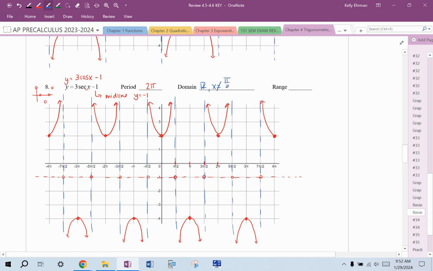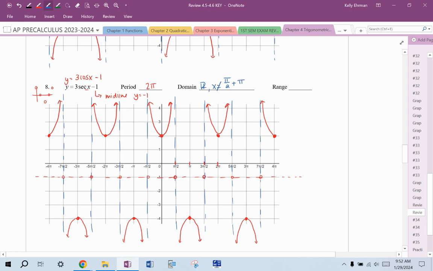I usually start at the first positive one, pi over 2. Add to that the distance between asymptotes. So it's easier to see on positive to negative. This is a distance of pi, or like 3 pi over 2 minus pi over 2 is 2 pi over 2. So you're a distance of pi away.